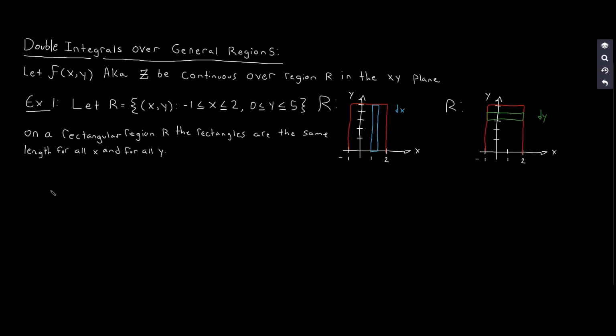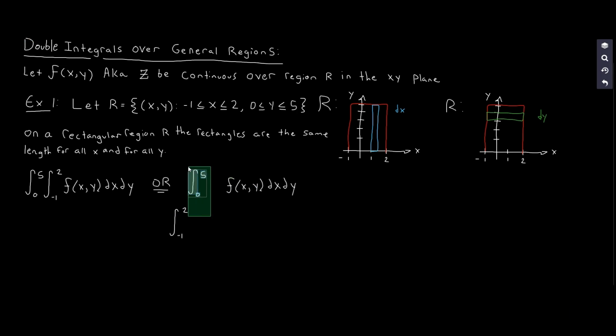I could write this thing as the definite integral from 0 to 5 times the definite integral from -1 to 2, and then the function is some function f of x and y, dx dy, or I could rearrange this thing. I'm just going to switch this around a bit. Okay, and it could look like this.